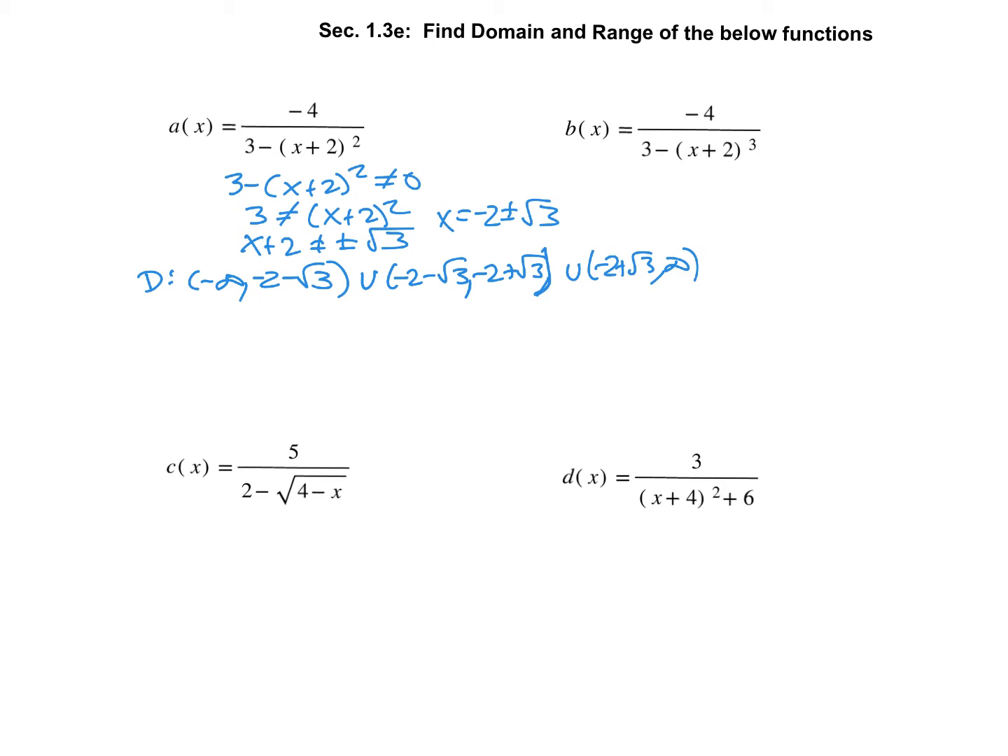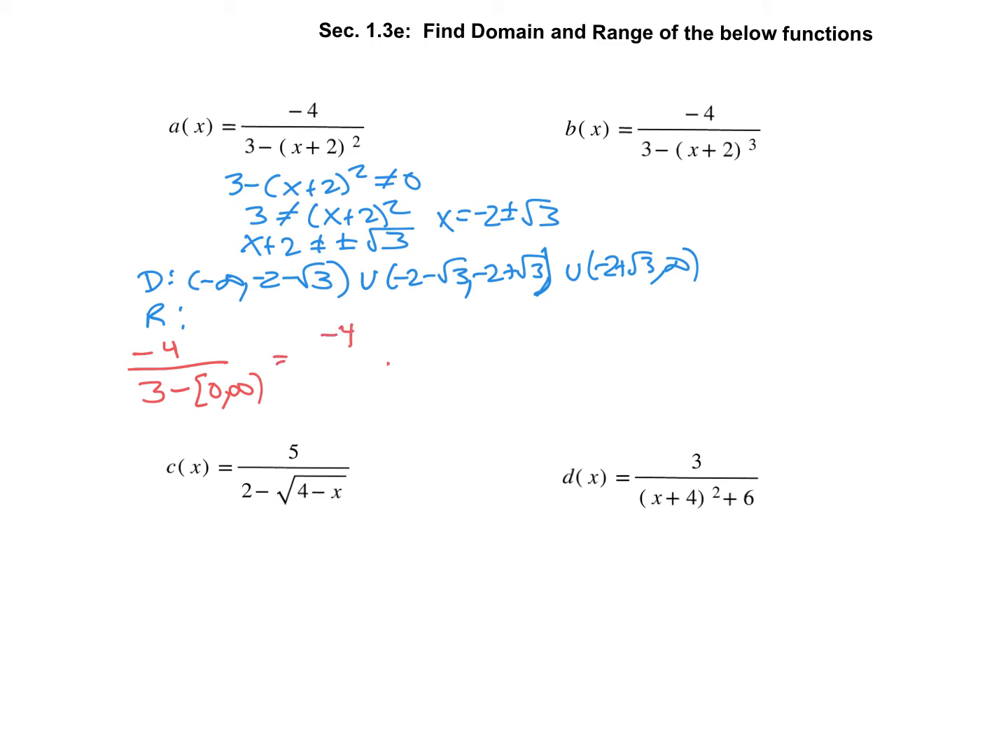And now for the range. I'm noticing there is a limitation for the range. I'm just going to leave a space and do the work below. Because the denominator, so here's what I've got. I've got negative 4 over, actually I'm going to move this over so I have a little bit more room. Okay, I have negative 4 over 3 minus, well, something squared. The smallest coming out of that is 0. So I'm going to write that (x plus 2) squared can just go from 0 to infinity.